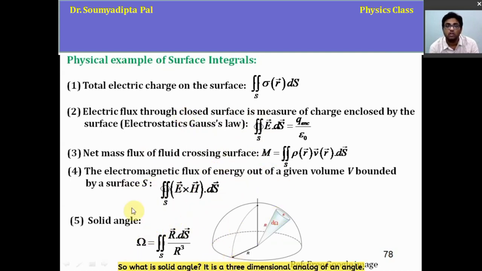Then another example of surface integral is solid angle. So what is solid angle? It is a three-dimensional analog of an angle. You know the two-dimensional angle; solid angle is the three-dimensional analog of that angle, and the symbol is omega. Here d omega is the solid angle formed by this elemental surface area ds, and the total solid angle formed by this hemispherical surface at the center is the surface integral of r vector dot ds by r cube. Okay, so these are the concept and examples of surface integral.